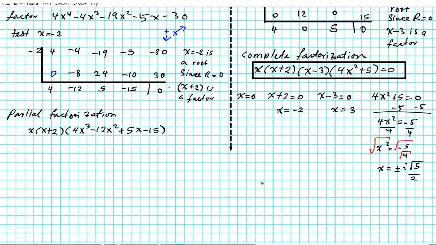So let's write it down in set roster notation. The complex roots are as follows. Let's write down the imaginary ones first. Negative i root 5 over 2 and its conjugate. See, they all come in conjugate pairs. The irrational and imaginary roots come in conjugate pairs, okay? So i root 5 over 2 is a conjugate pair. And then we have negative 2, 0, and 3. Okay, so there goes your complex roots.